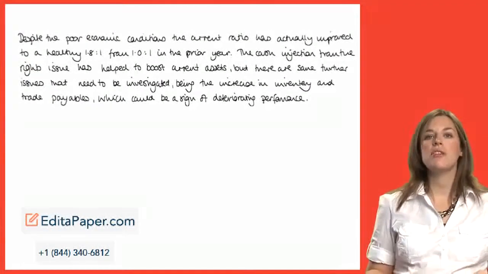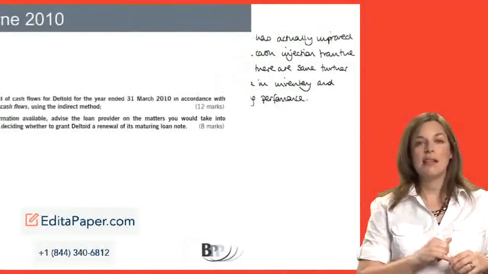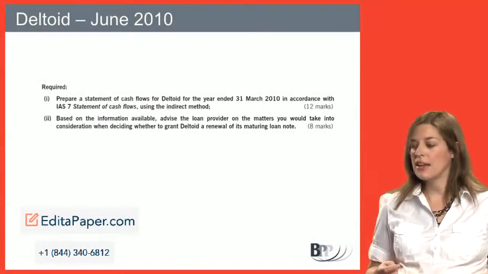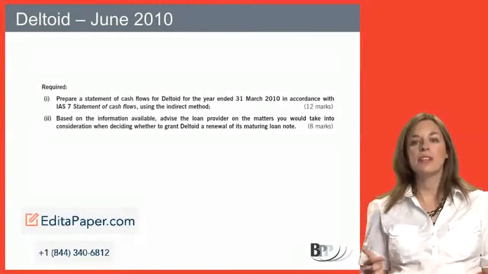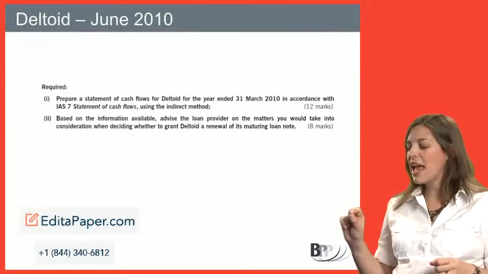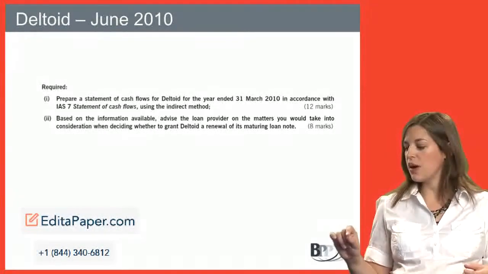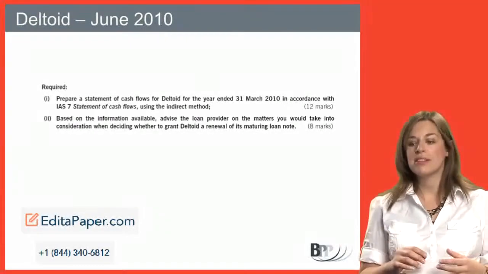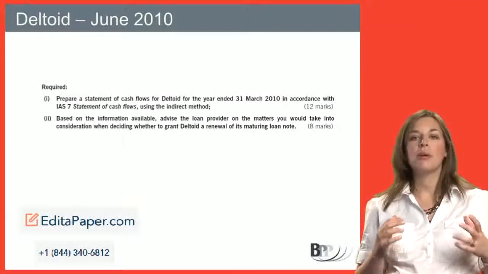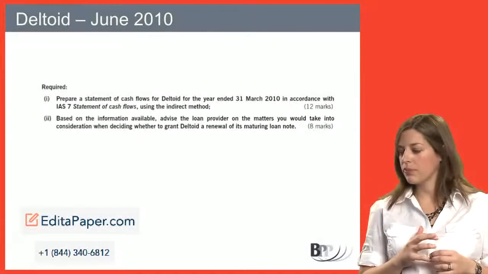I just want to show you how interpretations could come up in another way. And this is Deltoid from June 2010. And you'll notice here, this question was broken down into 3 parts. I've just picked up 2 here. There's actually only 8 marks available for a little bit of analysis, which says advise the loan provider on matters you would take into consideration when deciding whether to grant Deltoid its maturing loan note.